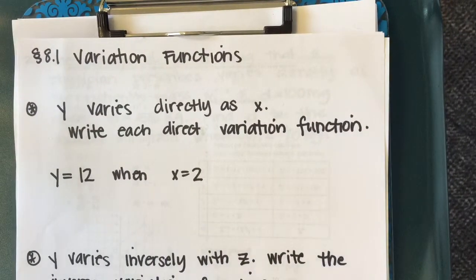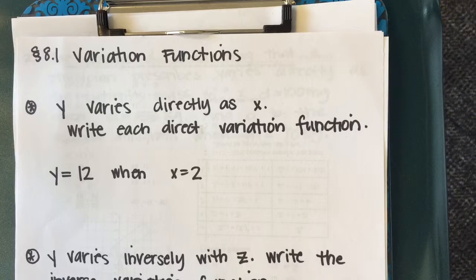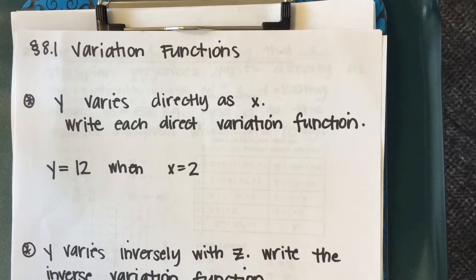We're on chapter 8 now. Section 8.1 deals with variation functions. We did both direct variation and inverse variation. I think we have 3 examples to do today.